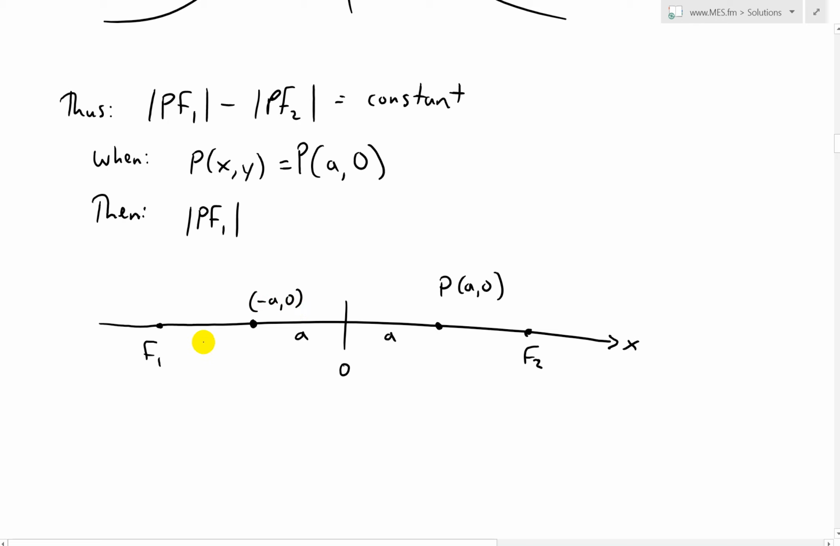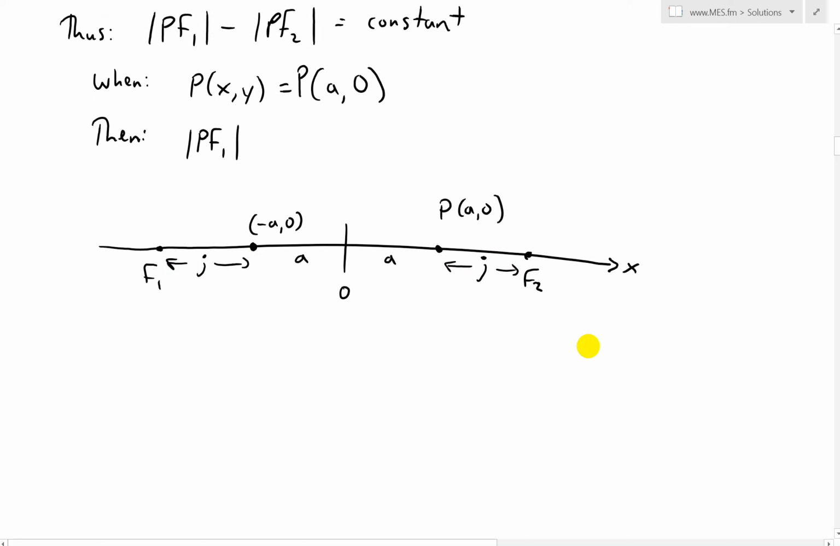And then the distance from here to here, I'll just call this J. And it's all symmetric, so this is also going to be J from here to here as well. So this means the distance PF1, A is 0, is going to be equal to 2A plus this J. And likewise, PF2, from here to here, just equals J, like that.